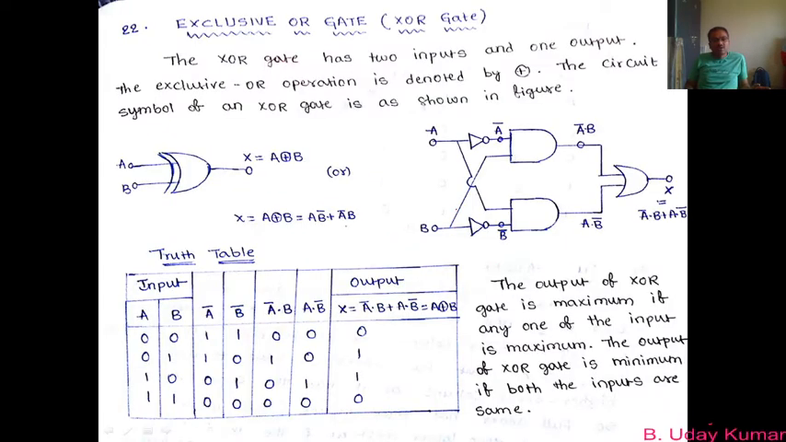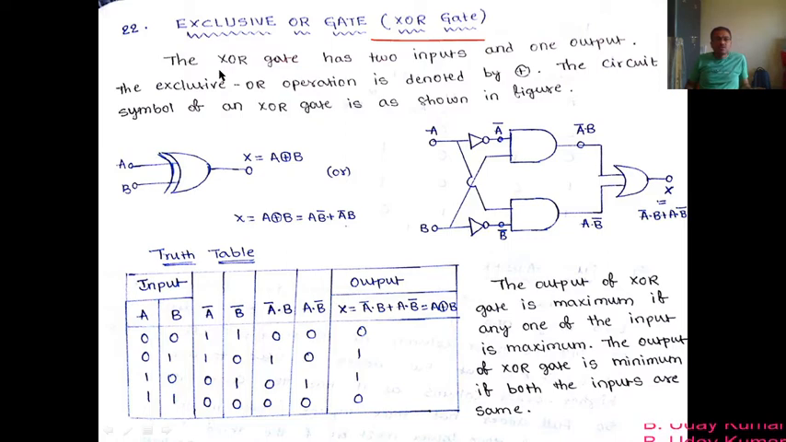Anyway, coming to the first topic of today's video lesson, which is an exclusive OR gate. So what is an exclusive OR gate? In our last videos, we tried to understand what the basic gates are, and then what NAND gate, NOR gate, and universal logic gates are, and so on. In today's video, we will try to understand what is an exclusive OR gate.